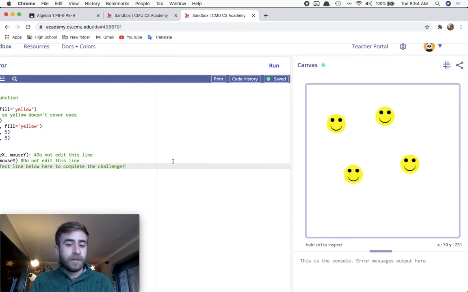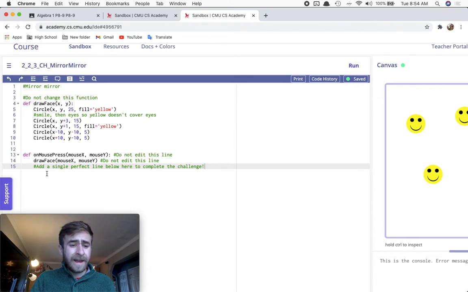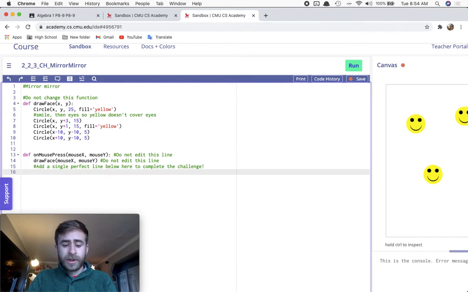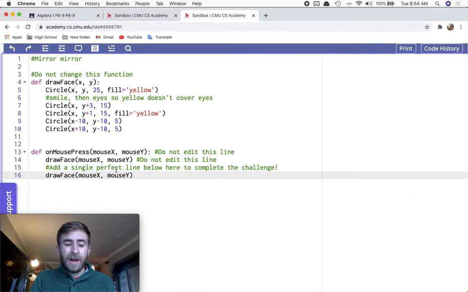I also gave you all a hint that you're going to do draw face again at mouse X, mouse Y. You're going to use mouse X, mouse Y somehow, but here's where you have to start playing around. I could just give you the answer outright, but I want to play around with how you might think about doing it.